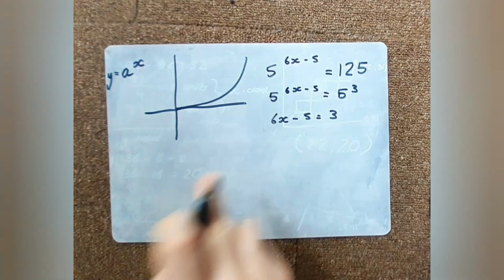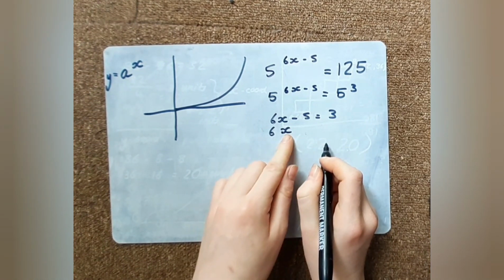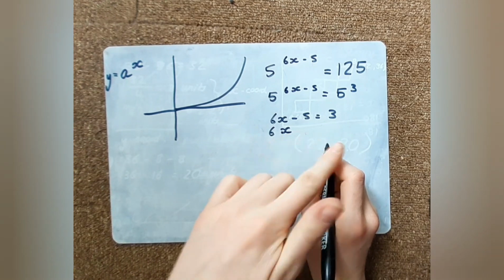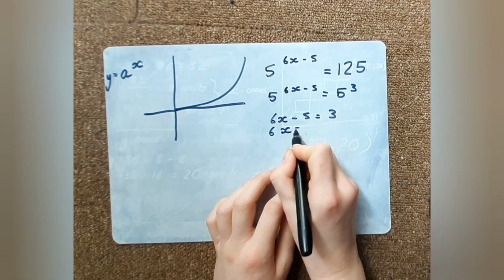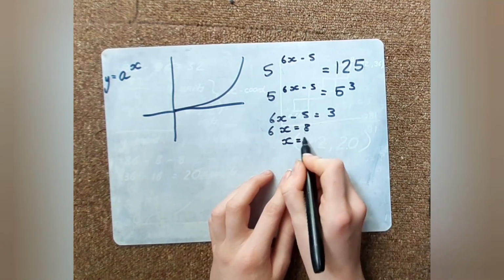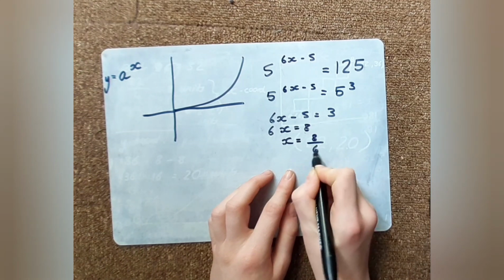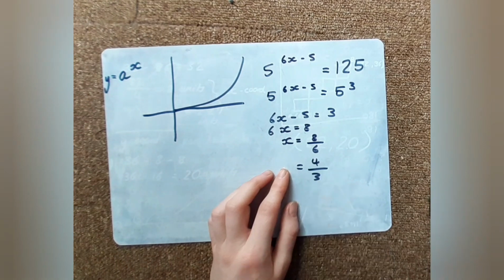is equal to 3, which is then a very simple moving around the numbers, so we have an x variable on one side and just numbers on the other. So add 5 to both sides, we'll get 3 plus 5 equals 8. I'll divide both sides by 6 to isolate for x, so I'll get x equals 8 divided by 6, which then can be simplified down to x equals 4 over 3.